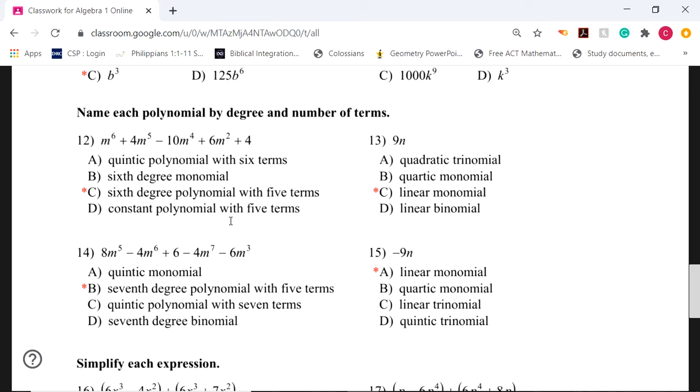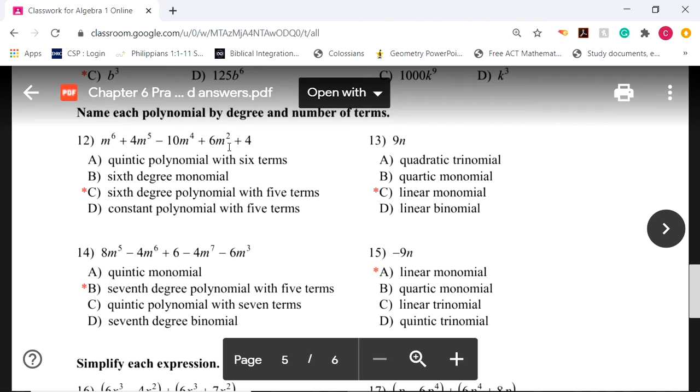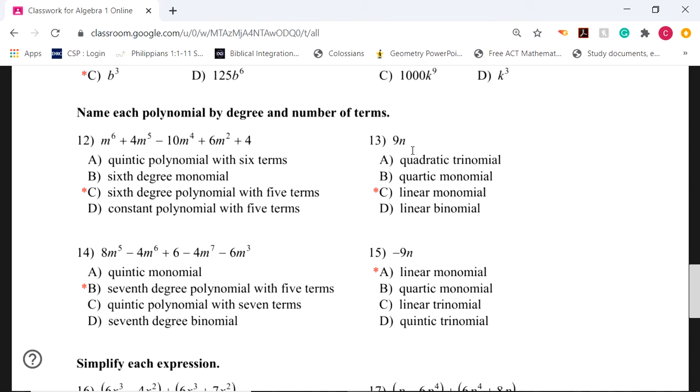Remember, if it's 1 term, it's a monomial. 2 terms, it's a binomial. 3 terms, it's a trinomial. And then after that, they name it with 4 terms, 5 terms, 6 terms. So this is a 6th degree with 5 terms. There's no special name for either of those, okay? Now, this is a linear because I have an exponent of 1, and it's a monomial because there's only 1 term. So it's a linear monomial.